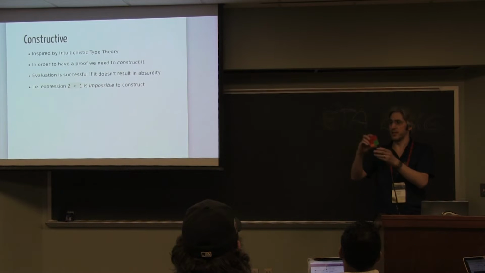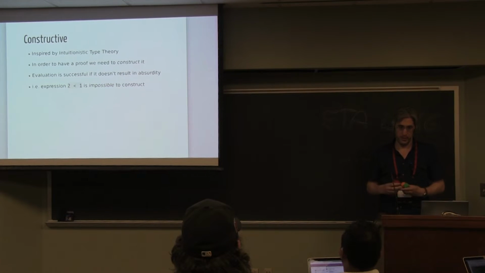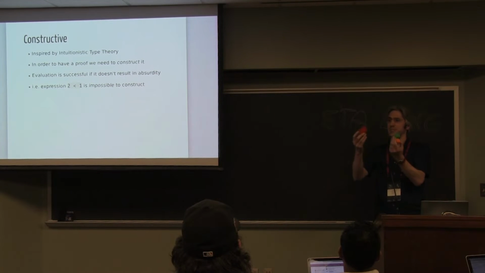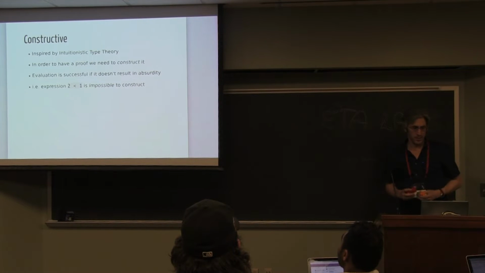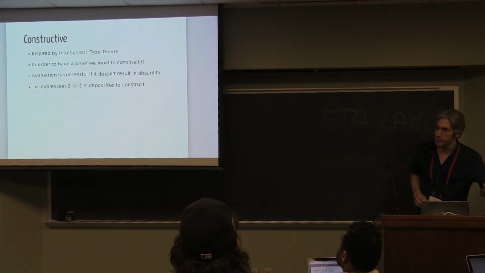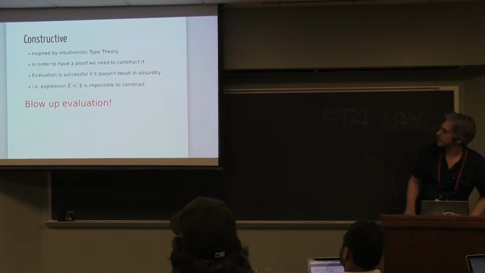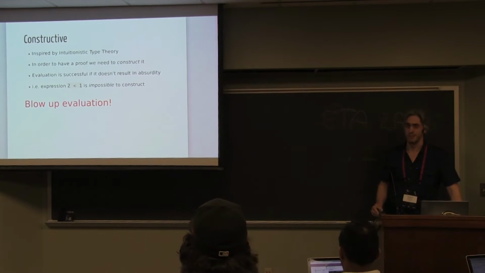We see you can construct it. But if we try to do 2 is smaller than 1, oops, it collapses. We are unable to construct it. So ideally, this is what we would like to achieve. This is blow up the evaluation.